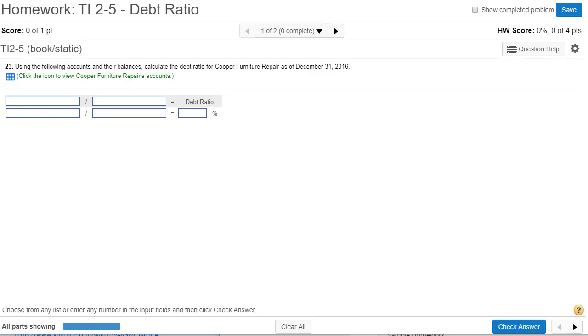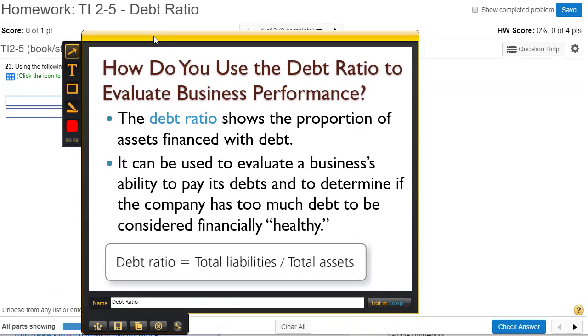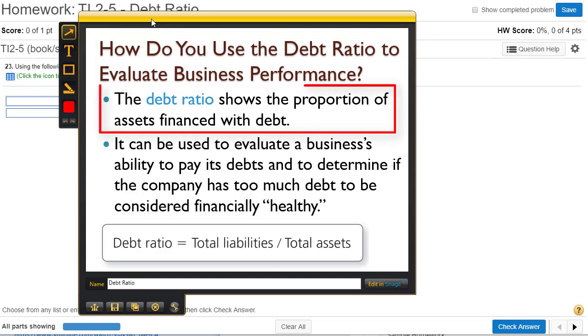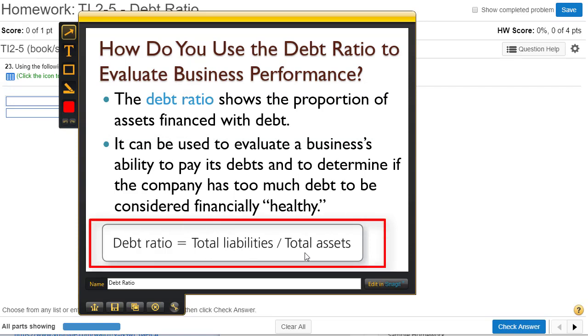2-5, we're going to calculate the debt ratio. So again, let's review our debt ratio from the PowerPoint. It's one of the many ways you try to evaluate a business's performance. Specifically, the debt ratio shows a proportion or percentage of assets financed with debt. So we obviously want a low percentage. And the formula is total liabilities divided by total assets.